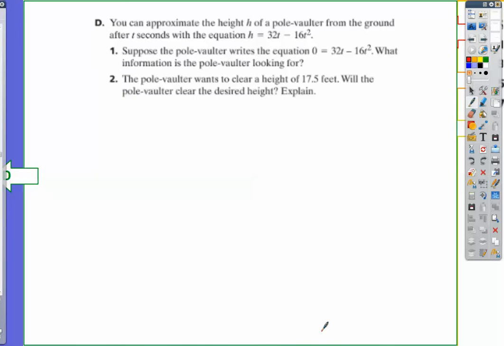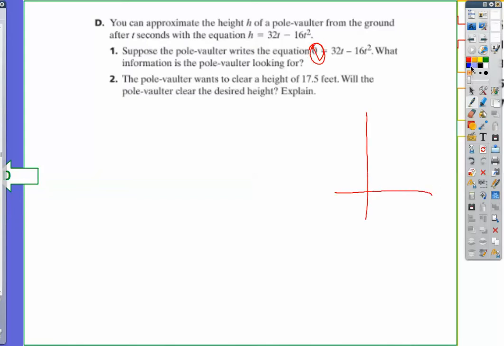You can approximate the height h of a pole vaulter from the ground after t seconds with the equation h is equal to 32t minus 16t squared. Suppose the pole vaulter writes the equation. What information is the pole vaulter looking for? Well, obviously we're looking for the x-intercepts. Why might that be important?